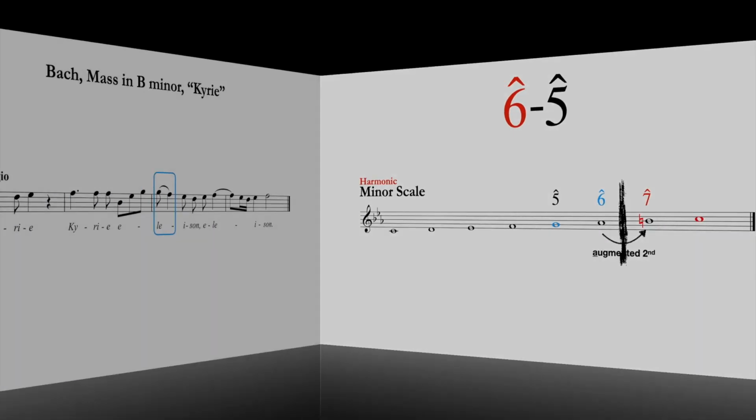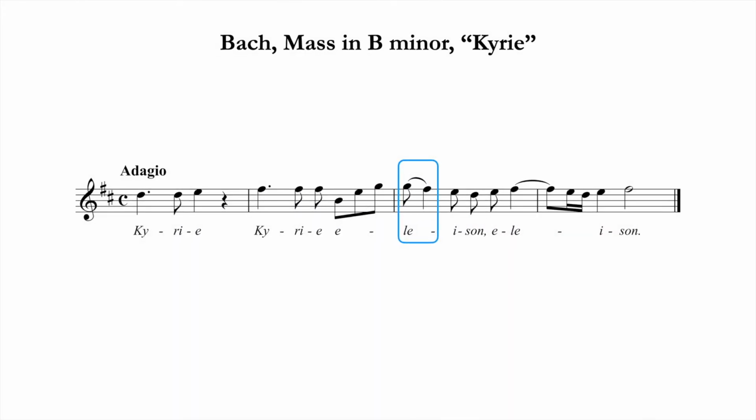In this theme from the Kyrie of Bach's Mass in B minor, the melody leads to a tense climax on scale degree 6 in measure 3. It then descends by step to scale degree 5.